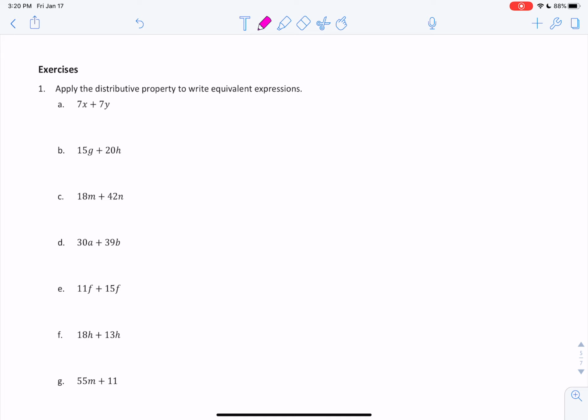Now we have exercises. So we have exercise 1, apply the distributive property to write equivalent expressions. So now this is just practice. I'll do the first couple. I'm going to look at 7x and 7y. Okay, what are my factors? Well, this one's 7 times x and this one is 7 times y.